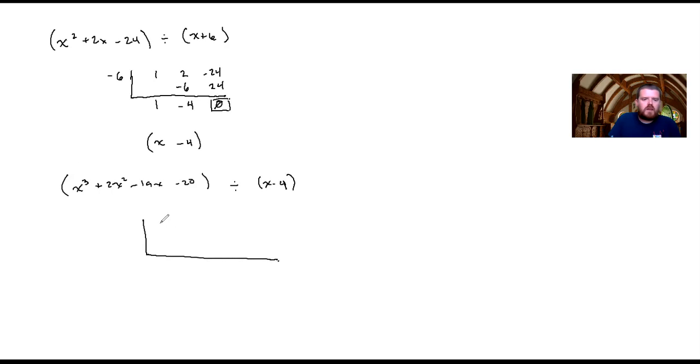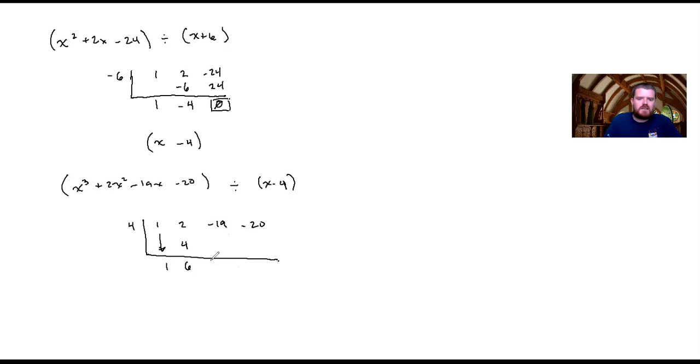So again, we'll write the coefficients inside: 1, 2, negative 19, negative 20. We're going to write the opposite sign of what we have here, so put a positive 4. Bring down the 1. 4 times 1 is 4. And we add 4 plus 2 to get 6.